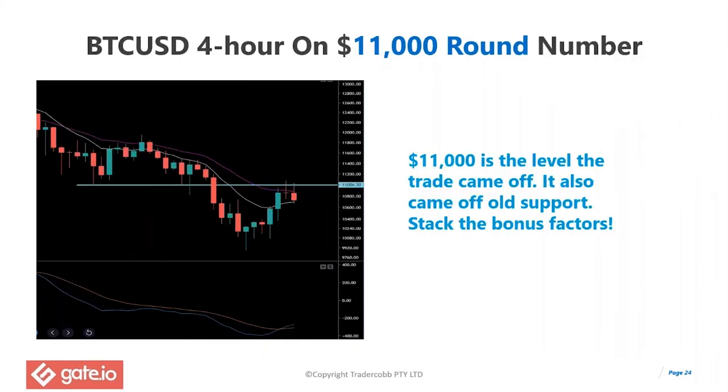We'll move on. In this example of a downtrend, you've got 2 factors coming together. You've got old support, test 1, test 2. Price has pulled back in. It's now acted as resistance. Well, guess what? There's also 11,000. We've got a round number, tick that bonus factor. We've got the king daddy of all the bonus factors, old support becoming resistance. Now we've got 2 bonus factors.